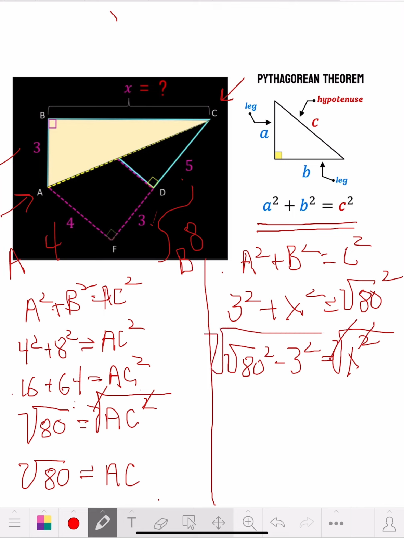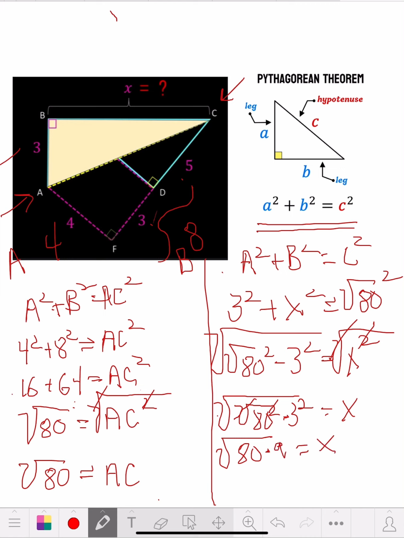So this crosses this out, and this crosses this out. So now I'm going to have the whole square root. Inside I'm going to have the square root of 80 squared minus 3 squared equals x. Perfect. So let's see how we can do this. Well, look at this. This square root can cancel with this squared. So I'm going to end up with the square root of 80 minus 3 times 3, which is 9, so minus 9 equals x.